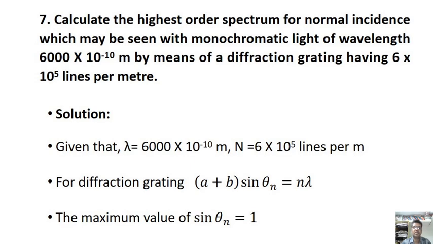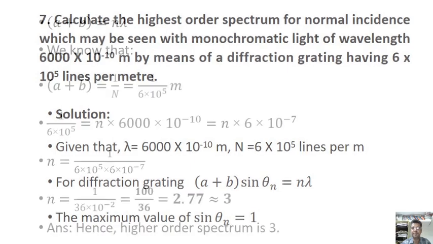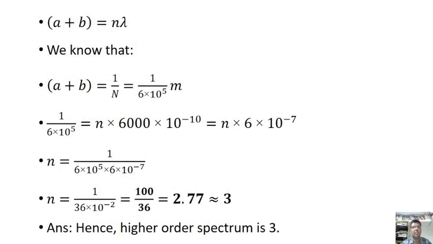The diffraction grating constant equation is (a plus b) sin theta n is equal to n lambda. The maximum value of sin theta n is equal to 1. So a plus b is equal to n lambda. So a plus b is equal to 1 by n, which is equal to 1 by 6 × 10⁵ meter.